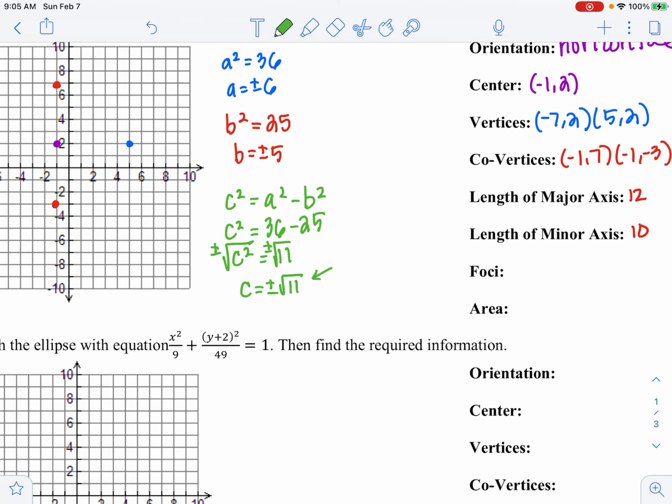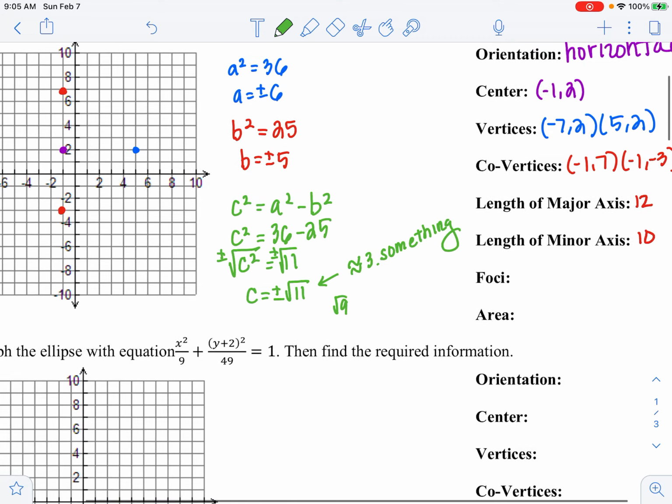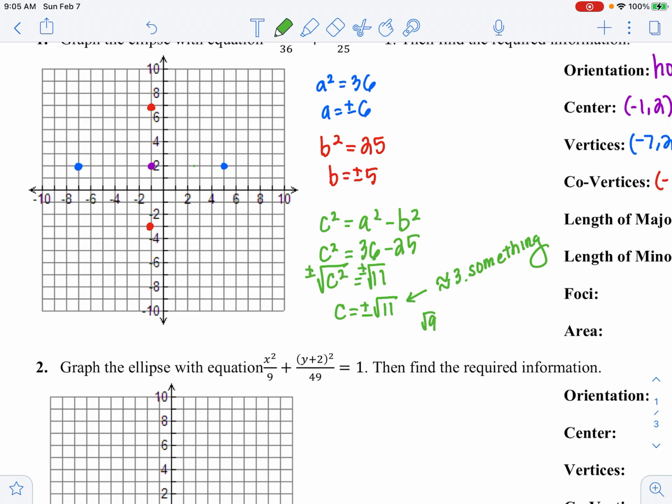I also want a decimal approximation for this because I want to be able to graph it. So root 11 I know is a little bit more than root 9. Root 9 is 3, right? So this is 3 point something. Now, since this is a horizontal ellipse, I'm going to go right and left. So 3 and a little bit more, 1, 2, 3 and a little bit more from my center. And that's where my foci are. If you want to label them F1 and F2, you can, or you can not label them at all. It doesn't matter, as long as you just graph them.